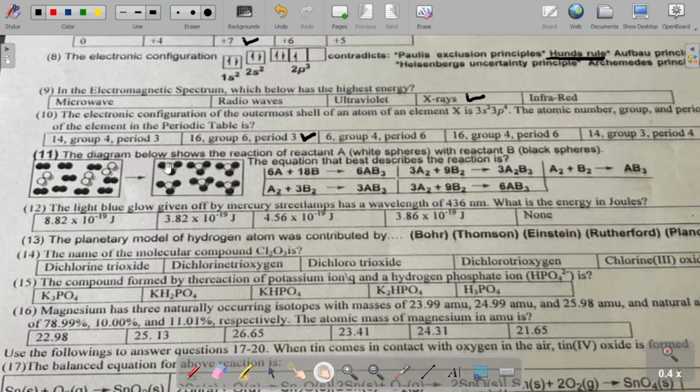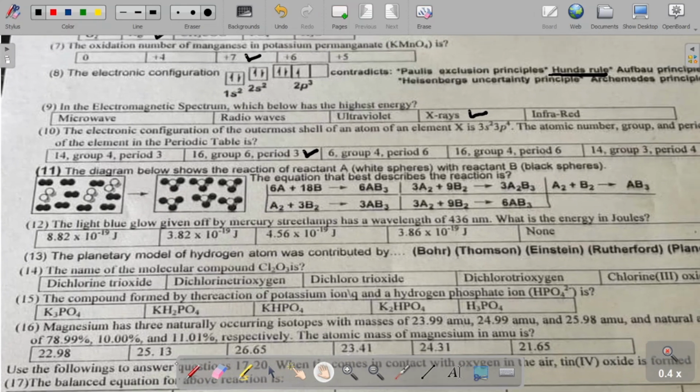All right, let's go to 11. 11 says, the diagram below shows the reaction of reactant A, that's white spheres, and reactant B, black spheres. The equation that best describes the reaction is, so here's your reaction. Let's take a good look at this. They said the white spheres represent reactant A. Now, how many white spheres do we have here? We have 1, 2, and then 3. We have 3 white spheres.